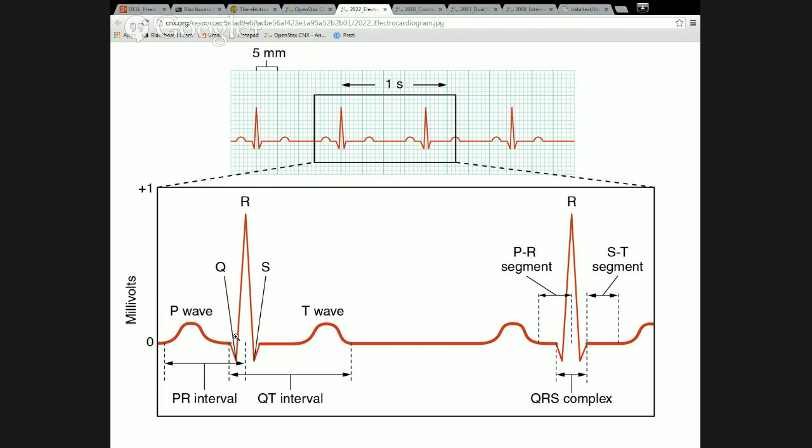So P wave to QRS complex represents the atrial depolarization and contraction. And then QRS complex to T wave represents the ventricular depolarization and contraction. The atria do that for about 100 milliseconds. The ventricles do that for almost 300 milliseconds.